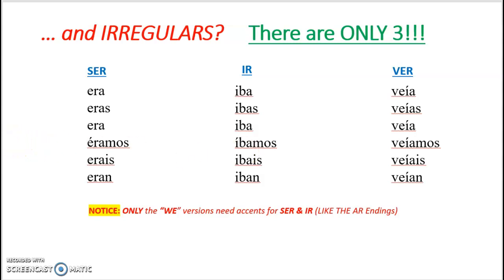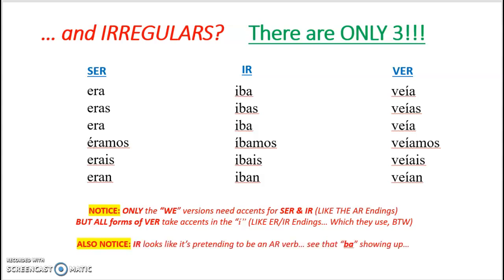Also, every form of ver uses an accent on its I, for the same reason that we noticed with the IR endings. Take another look at this as well.